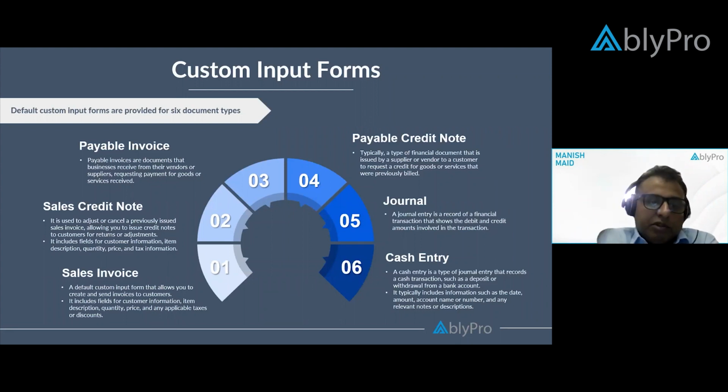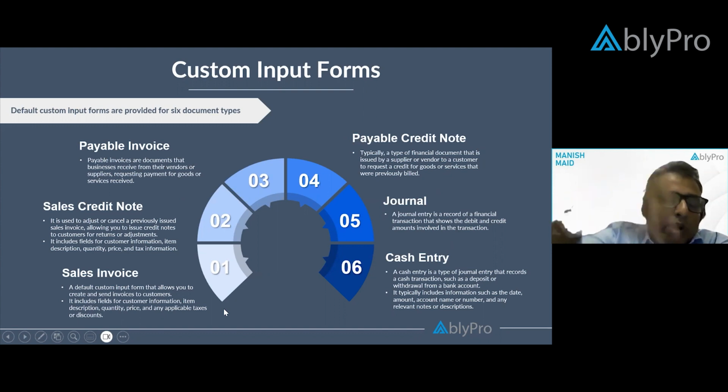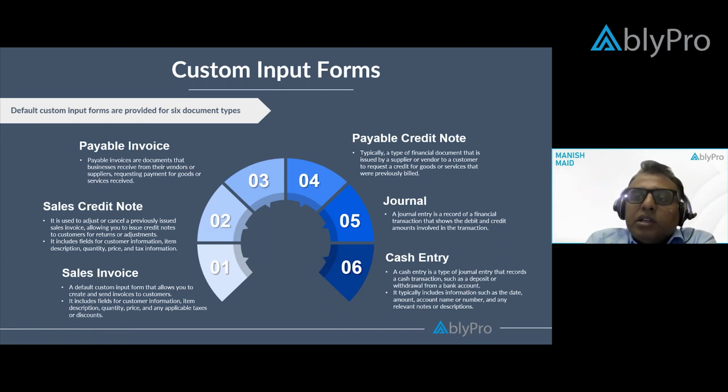So when we install the system, there are default custom pages. We have default input forms for all the 6 document types. Normally the 6 document types are as follows: sales invoice, sales credit note, payable invoice, payable credit note, journal, and the cash entry. So one by one, I will read through this, and then we can discuss.